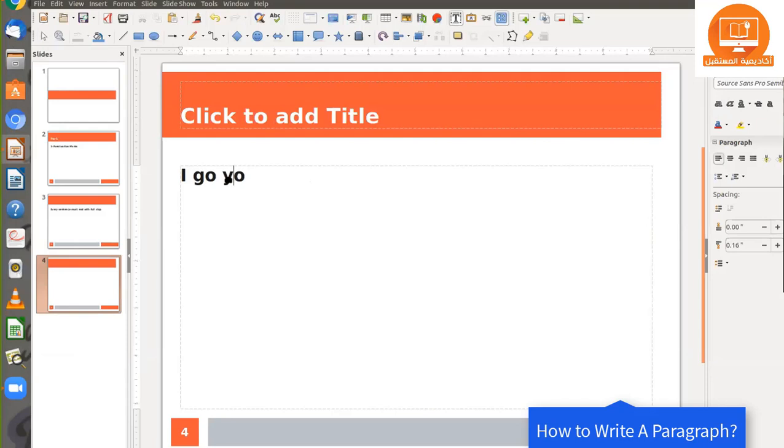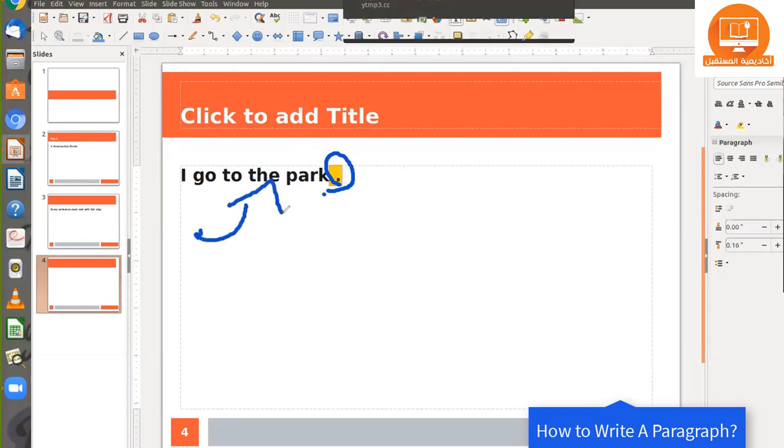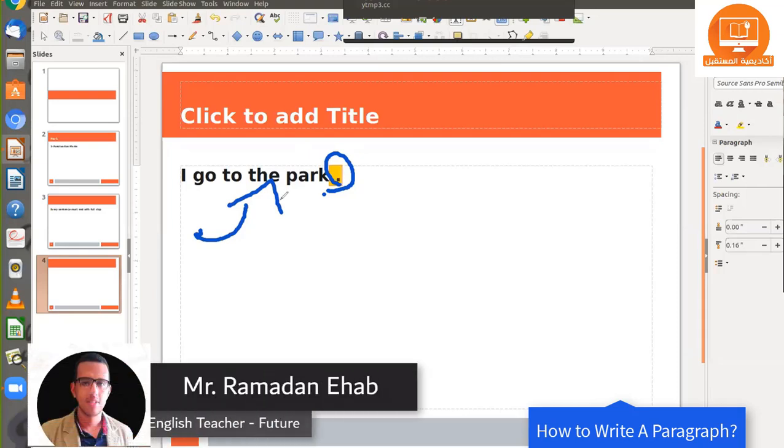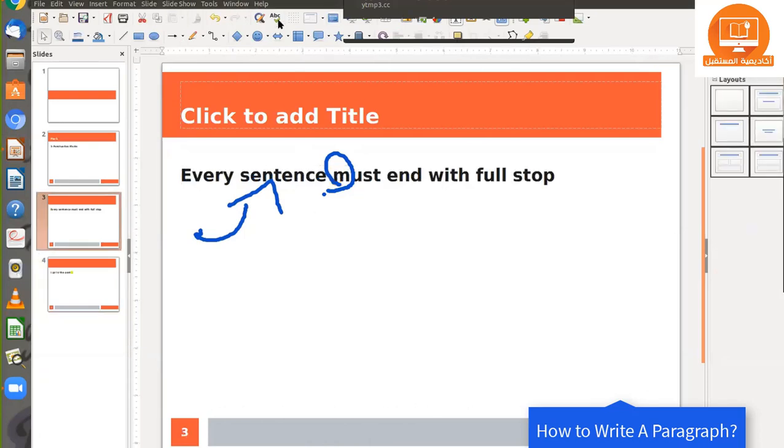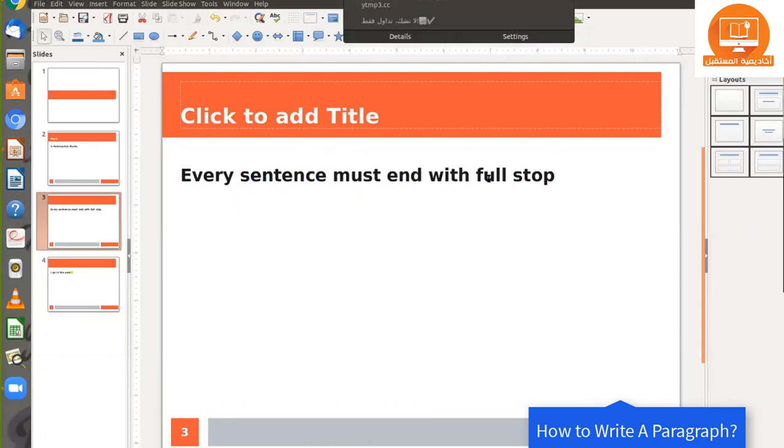I go to the park. Now I finished my sentence. I must add a full stop. When I finish my sentence, I must add a full stop, please. Okay, add it. Don't let the topic run on. Just add a full stop after you finish your sentence. Is this clear? Yes. Okay, so every sentence must end with a full stop.